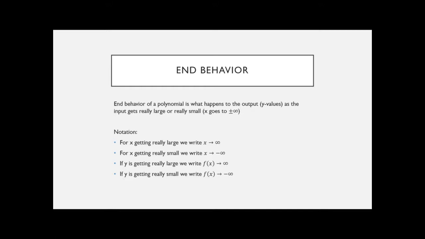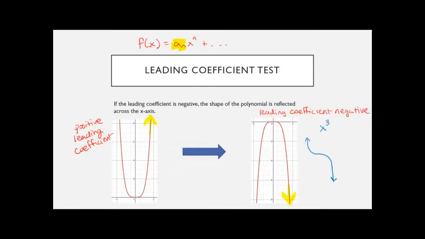When you're asked about end behavior, it's basically what is happening to y as your x is going either to negative infinity, which is on the left, getting smaller and smaller, or to positive infinity on the right. So as x goes to the extremes in either direction, what is happening to y? Is y going up towards infinity, or is it going down towards negative infinity? It's going to be in one of those directions. It's just a matter of which direction.